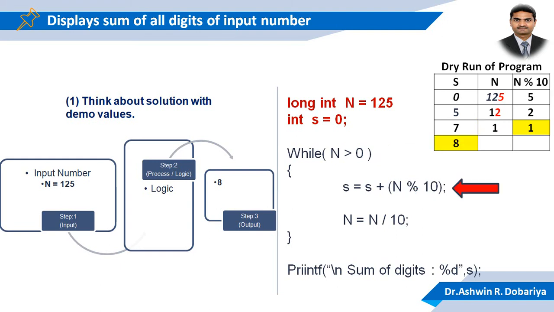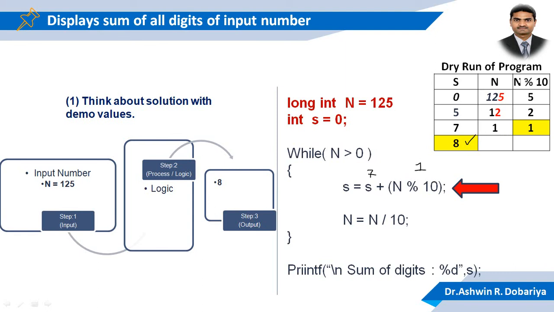Now see 1 modulus 10. Whenever the value is lesser than 10, then you can say that the value will remain as it is as a remainder. So 1 will be the answer of this. So now 1 modulus 10 means 1. The old value of s is 7. Now 7 plus 1, it becomes 8. So 8 is the latest value of s.